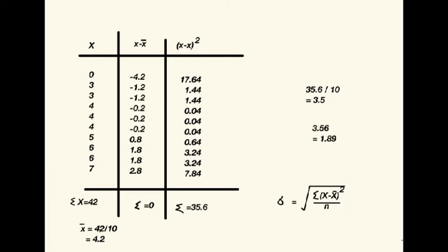Squaring all of the differences from the mean has had an adverse effect. Larger differences from the mean are exaggerated. So finally, we take the square root to get the standard deviation.